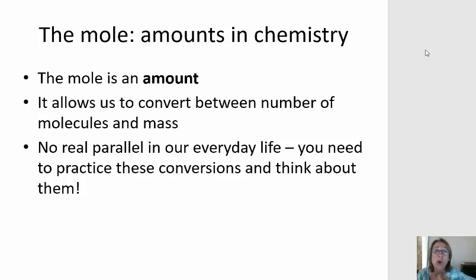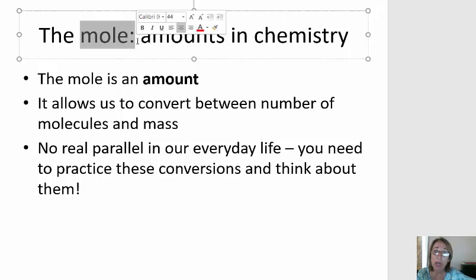So we need to know how many atoms or molecules we have. There's too many to count. What are we going to do? Well, we have the mole. And the mole allows us to convert between number and mass. So once we know the mass of a chemical, which we can weigh in the lab, then we can determine how many molecules there are. And the mole is what allows us to do that.